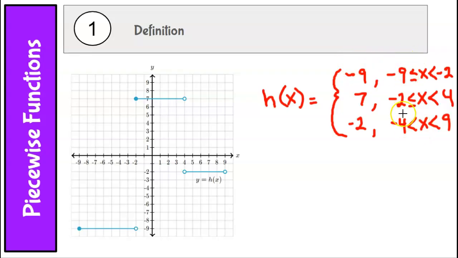So if I say, what is h of 0? You're going to look here and go, okay, 0 is between -2 and 4, so that is 7. And I can see that on the graph too.